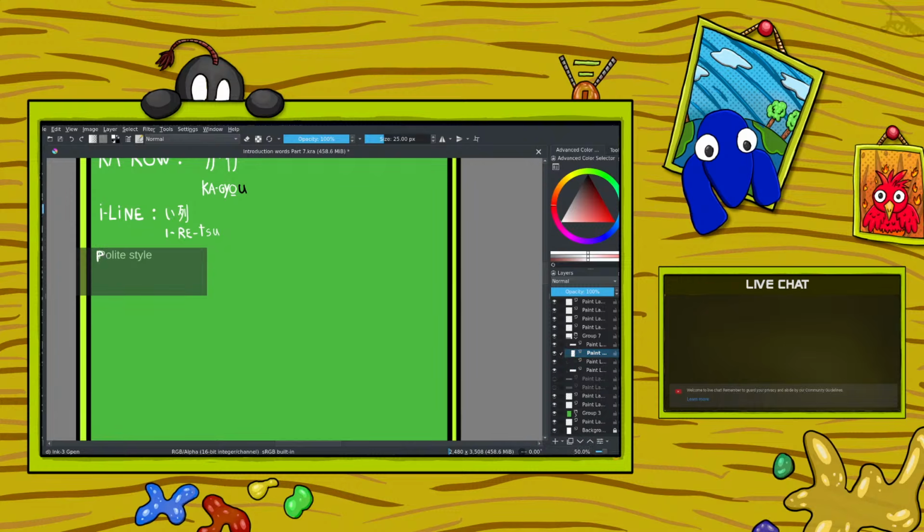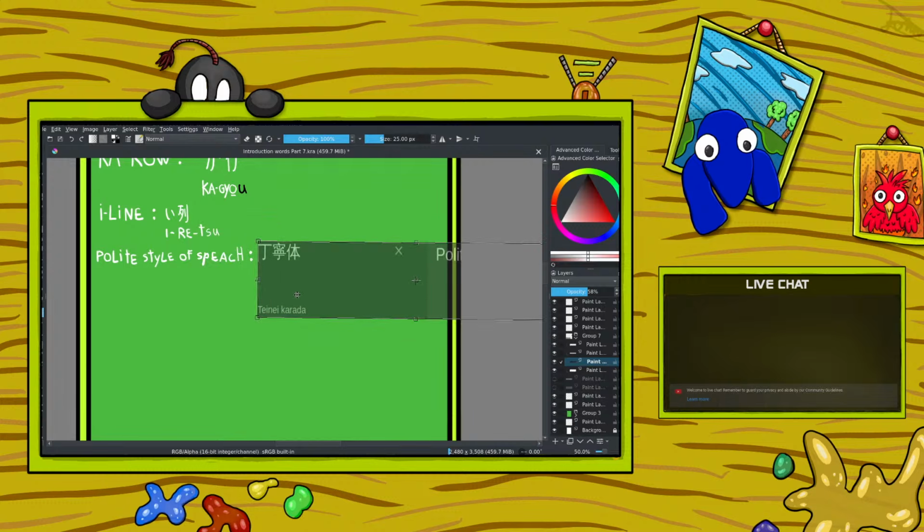So we have a light polite style of polite style of speech. And then of course put that in there, put that on the other side. Make it a little bit bigger so I can actually see stuff. I have to write it down, because these ones are a little bit bigger than normal. Alright.